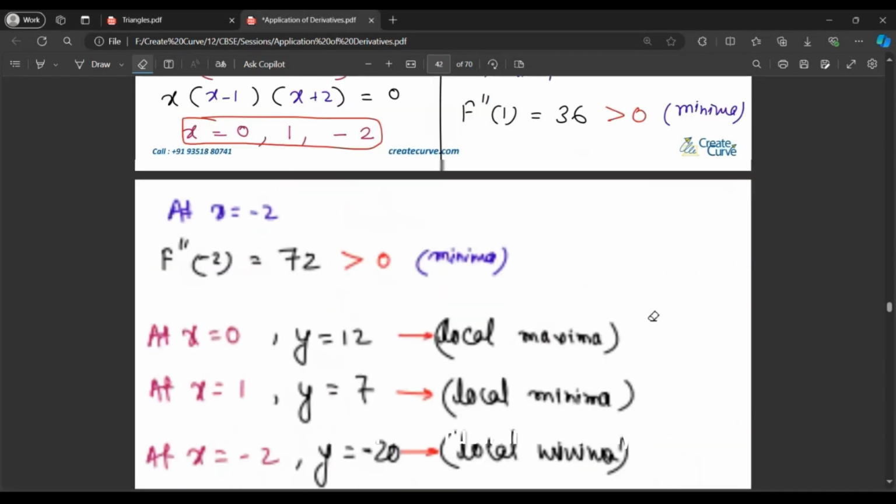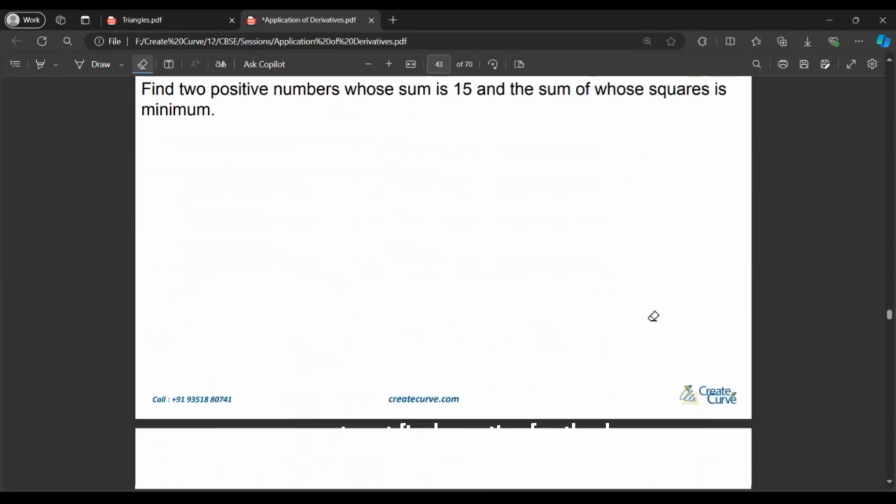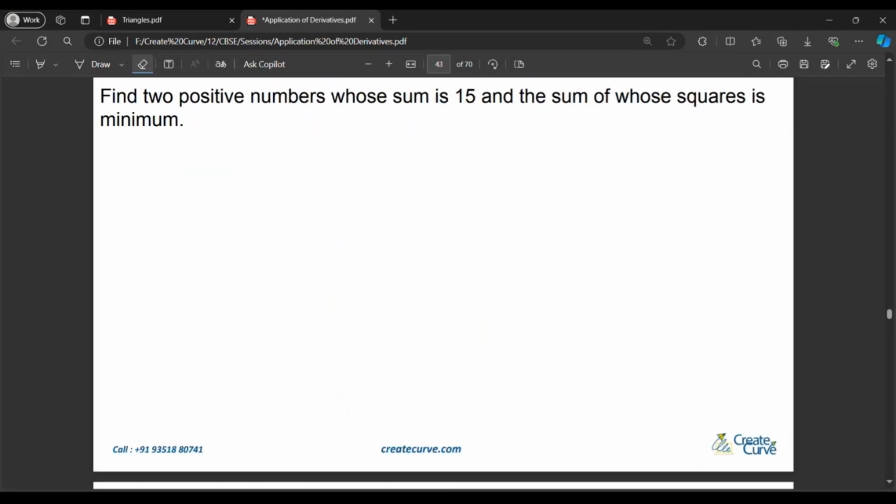Now, next part, final question for the day. If two positive numbers whose sum is 15, sum of squares is minimum, what will be the answer?